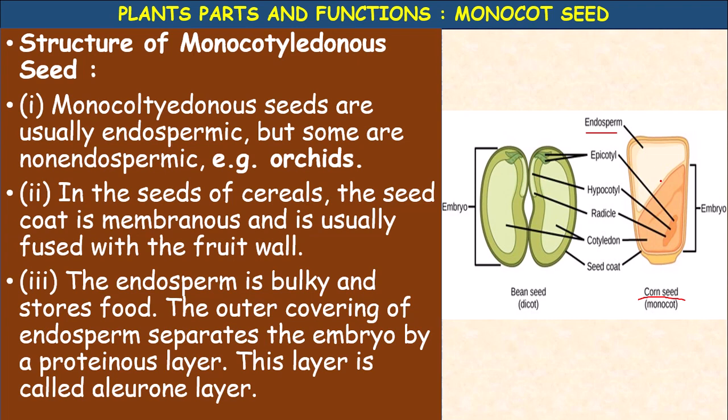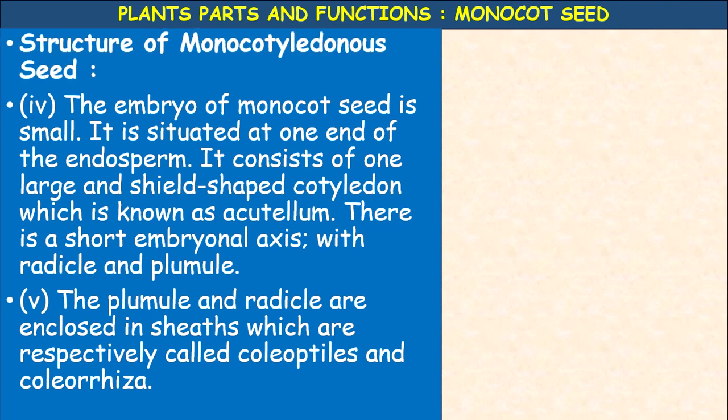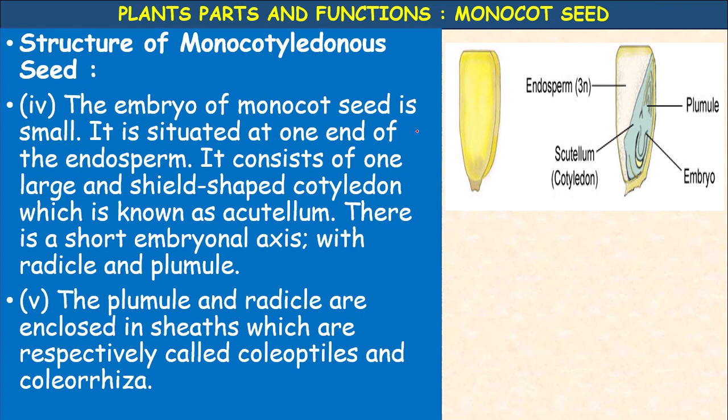Okay, children. Let us see more. The embryo of a monocot seed is small. This is a maize seed. It is situated at one end of the endosperm. See here, it is situated at the one end of the endosperm. It consists of one large and shield-shaped cotyledon. Only one cotyledon is present.